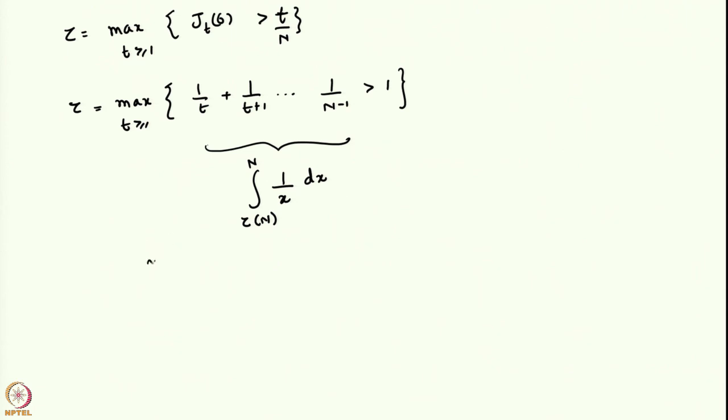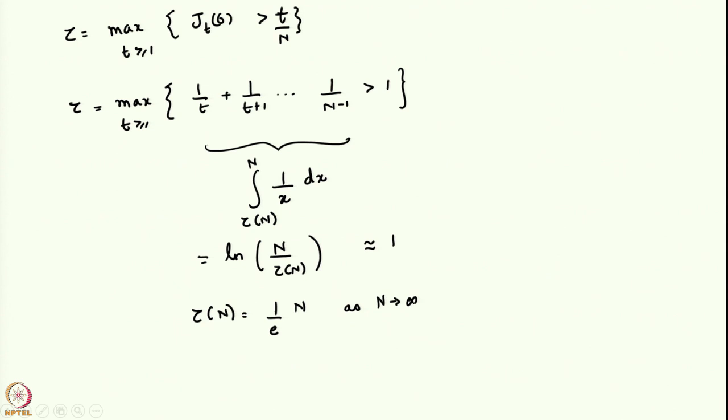So that approximation equals logarithm of n by tau of n, and remember we want this quantity to be greater than 1. So we ask what is the value of tau for which this becomes almost equal to 1. Well, we find that the value of tau is 1 by e times n, and this approximation becomes better and better as n tends to infinity.